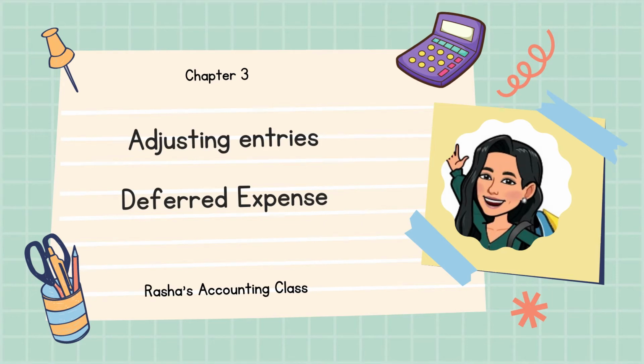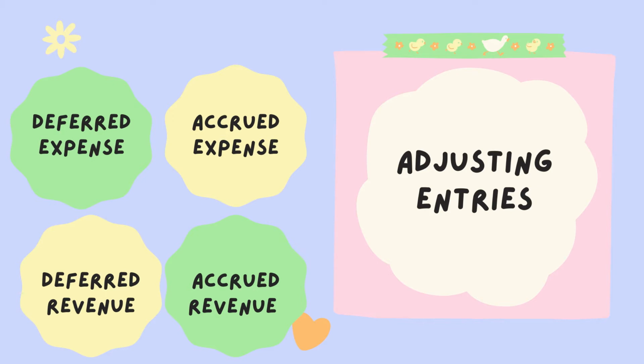Hello, today we're going to talk about the adjusting entries. We're going to start with the first type, which is deferred expense. Now, as you know, we have 4 adjusting entries. Okay, they are classified into deferrals and accruals.